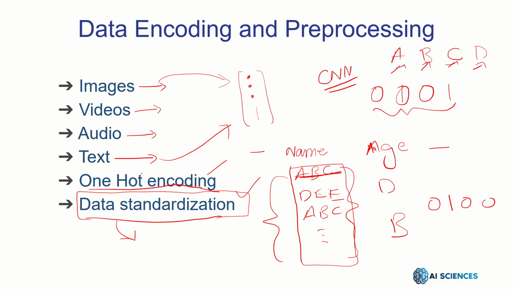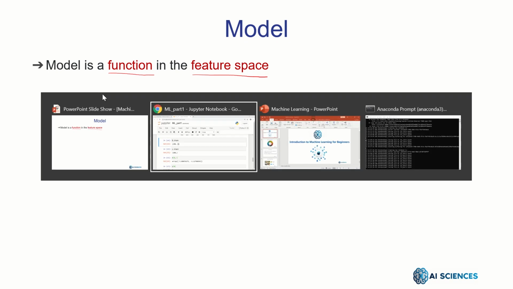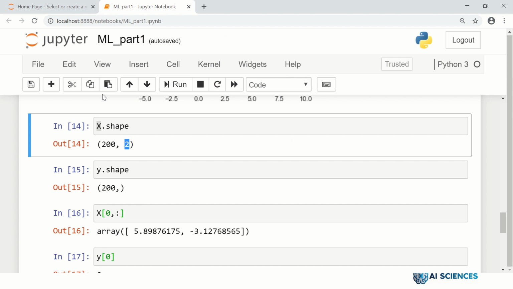What a model basically is, is a function. A model is just a function in the feature space. What is a feature space? For example, if we go back to Jupyter again, our feature space is 2-dimensional here. You can see this is our feature space. We have just 2 features. Let's say the first feature is height, and let's say the second feature is weight, or maybe another good feature.